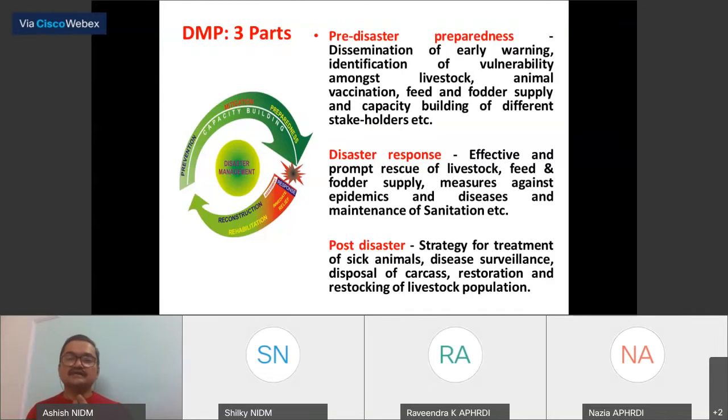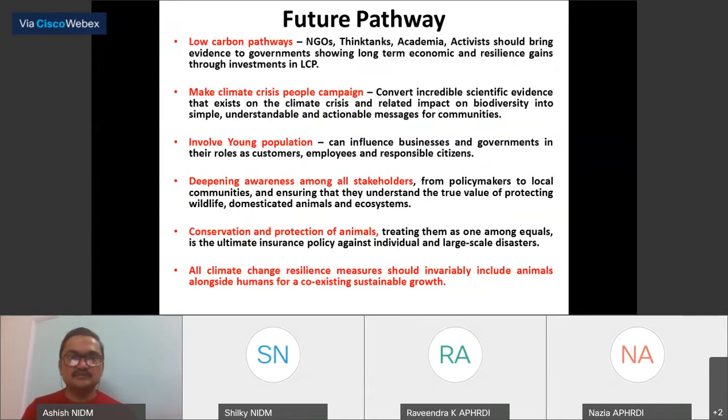Then a post-disaster scenario, it talks about the strategy for treatment of sick animals, disease surveillance, disposal of carcass. Disposal of carcass at the times of disaster in a post-disaster scenario is very, very important, not only for the safety of the animal community, but also for the safety of the human community. Then how to restore and restock livestock population has also been talked about in this disaster management plan.